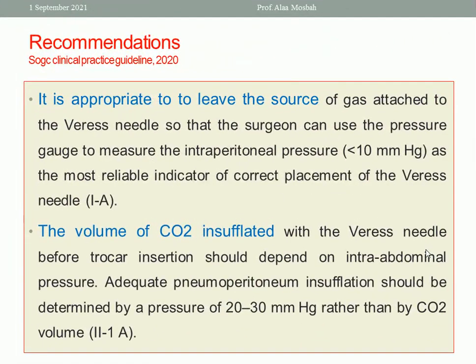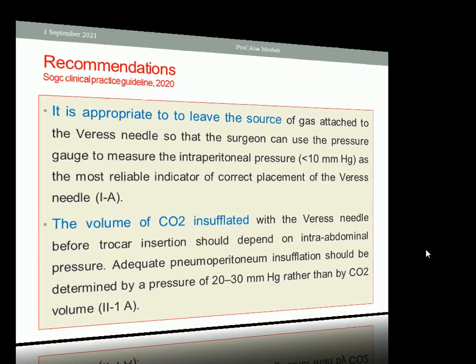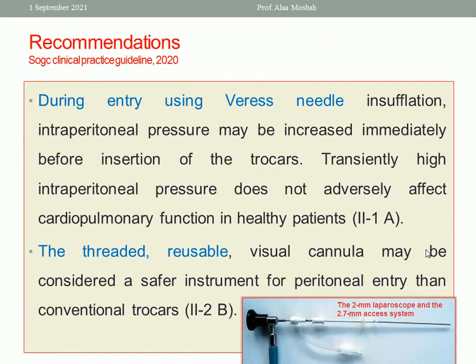It is appropriate to leave the source of gas attached to the Veress needle so that the surgeon can use the pressure gauge to measure the intraperitoneal pressure. If it is less than 10 mmHg, it is the most reliable indicator of correct placement of the Veress needle. The volume of CO2 insufflated with the Veress needle before trocar insertion should depend on intra-abdominal pressure. Adequate pneumoperitoneum insufflation should be determined by a pressure of 20 to 30 mmHg rather than by CO2 volume. Of course, I'm not depending on the volume, I'm depending on the pressure.